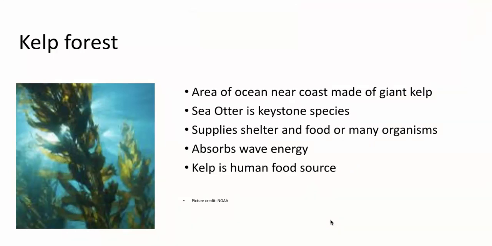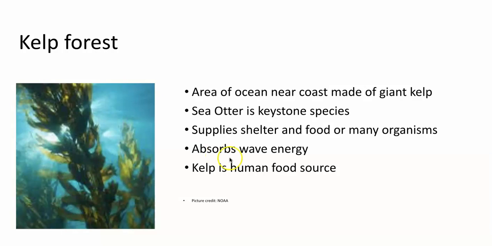Kelp forest. So we have these off the shore of California. It's an area of ocean near the coast made of giant kelp. And when you walk on the beach in Southern California, or Northern California, or even up into Oregon or Washington, you can see it's a brown algae. So it looks brownish green and it's washed up on shore, and you can see this giant kelp.